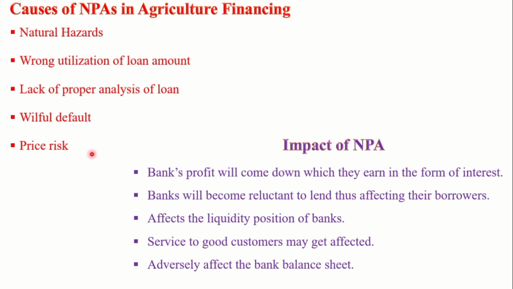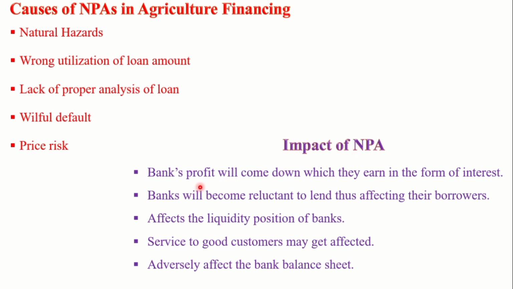Then price risk. Agriculture prices are changing continuously. That's why price risk is one of the most important reasons for non-performing assets. Due to this price risk, farmers are not able to repay the loan on time. That may be one of the causes of non-performing assets in agriculture financing. Now, the impact of non-performing assets on the bank.